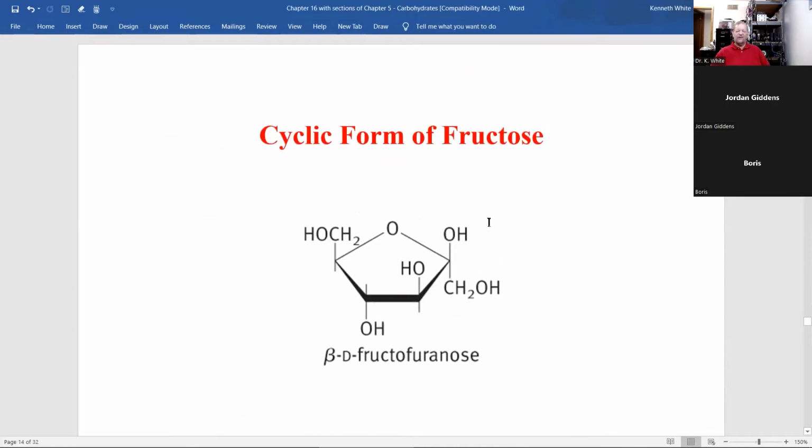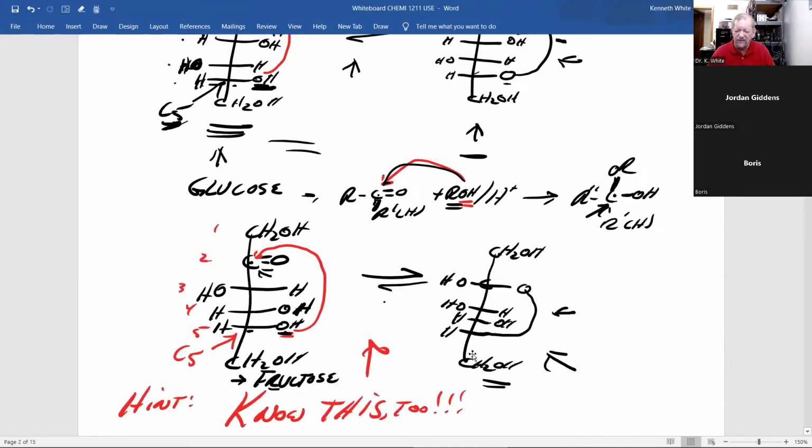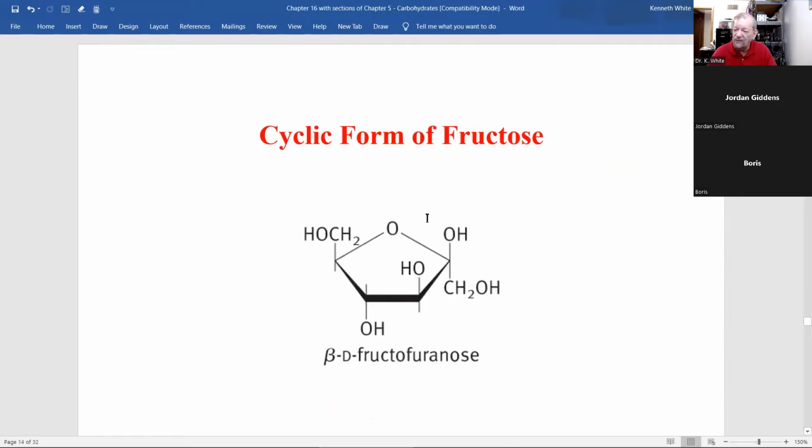I'll phrase this way. Here's the cyclic form using a Haworth structure. And here's the way I do it, my real ugly carbon-oxygen single bond. Which is easier? If you think my way is easier, writing it this way, as opposed to learning how to draw it this way, give me a thumbs up. If my way is easier than learning how to draw the ring this way, give me a thumbs up, or don't vote.